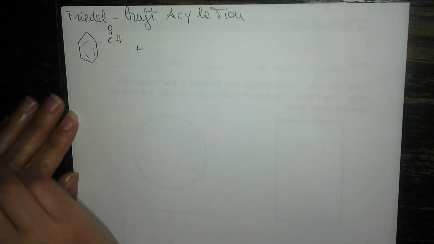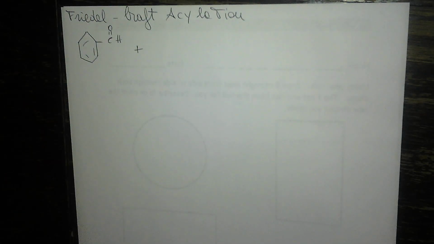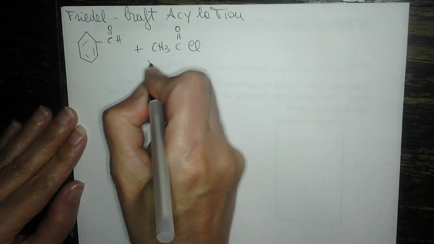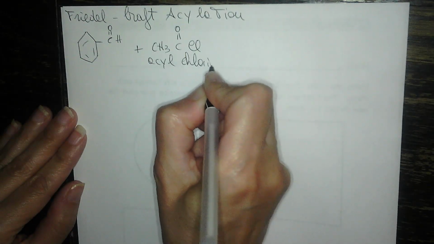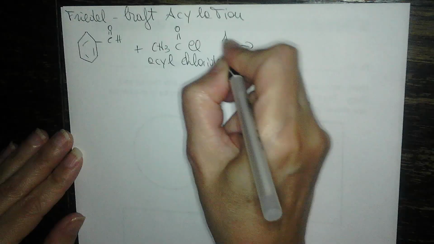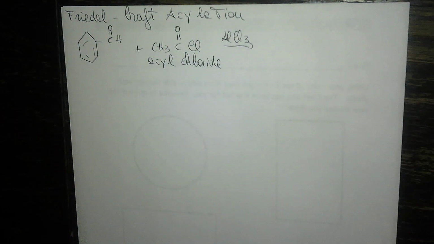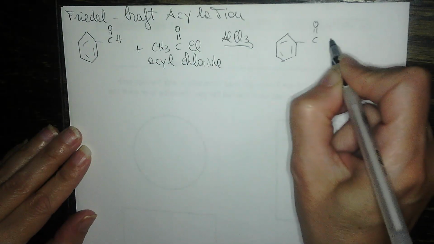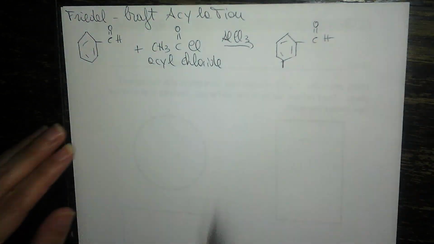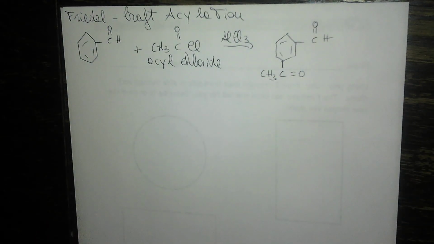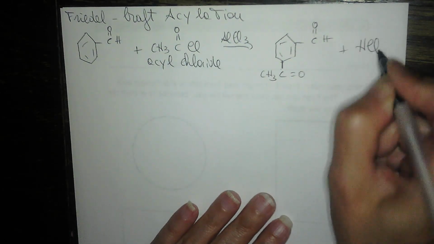This compound is reacting with another compound that you will learn in Orgo 2, which is CH3 C double bond O Cl. This one is called acyl chloride, acetyl chloride. In the presence of the Friedel-Crafts catalyst, aluminum chloride, it will give us the ring of benzene, C double bond O and an H on this carbon. In meta position, you're going to attach C double bond O CH3. So these two substituents, as you notice, are in meta position, plus HCl.